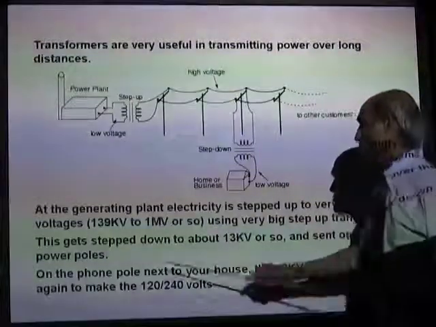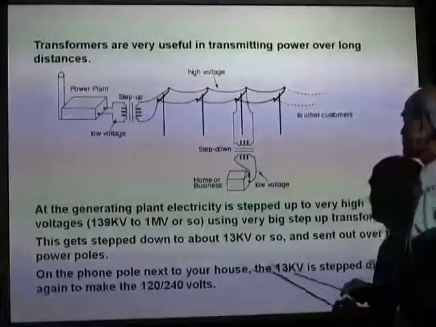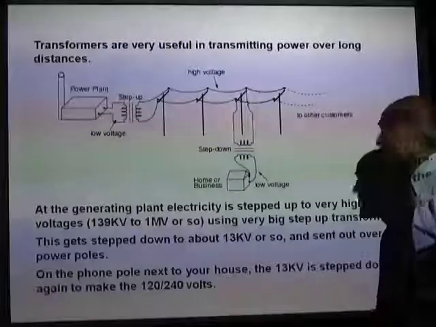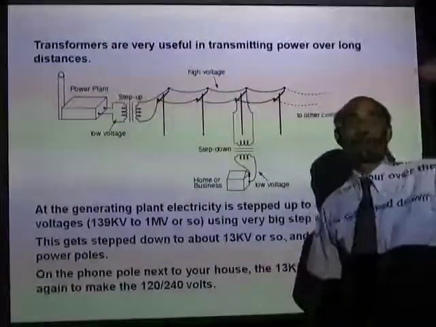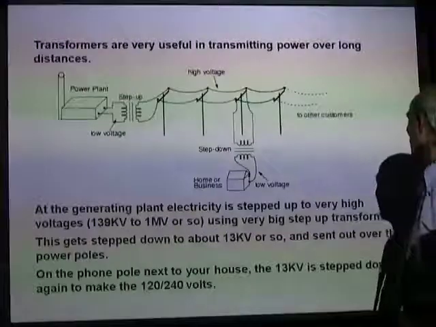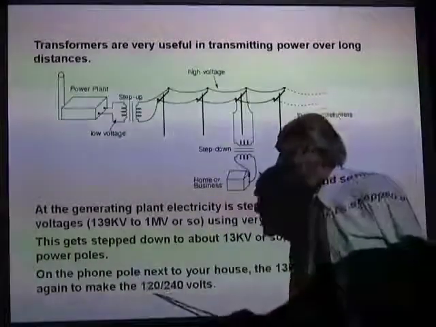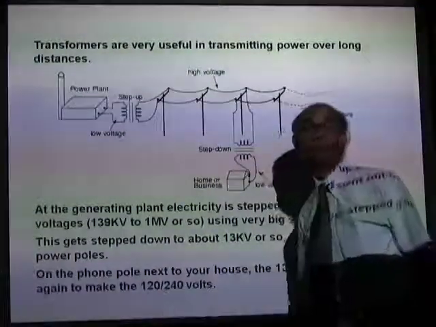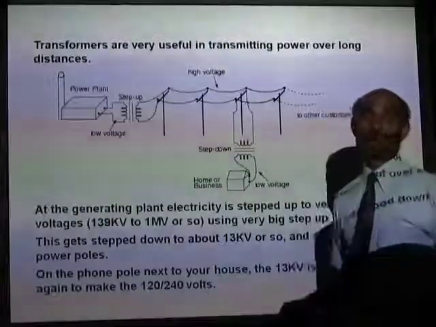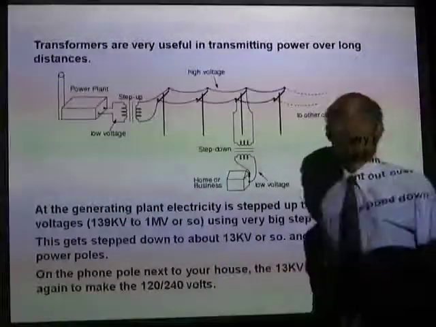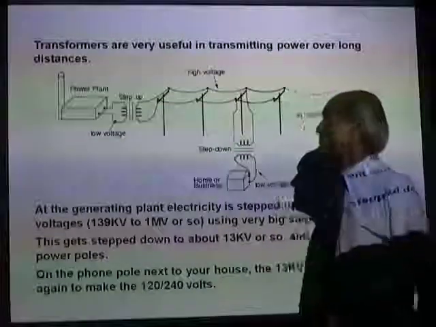Alright, so on the phone pole next to your home, the line that comes to your home is a 13 kilovolt line, and it is stepped down to 120 or 240. In fact, there are both these that are the outputs for your transformer.